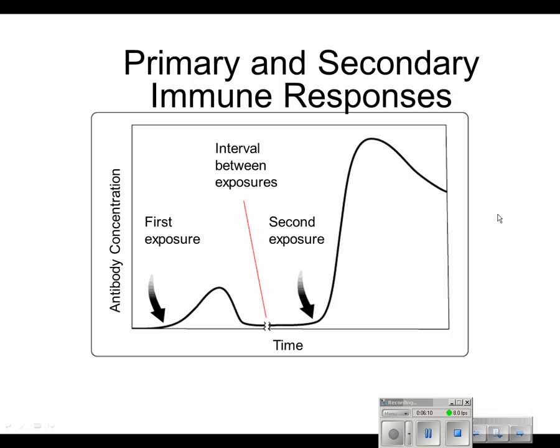And if we look at the primary and secondary immune responses that I was discussing before, the first time that you're exposed to a pathogen, the antibody concentration is going to be kind of small. Well, time goes by and then you're exposed to it again. Well, now that you have those memory cells, your body's going to be able to quickly produce those antibodies, and it's going to spike right away in order to fight that pathogen and get you better.